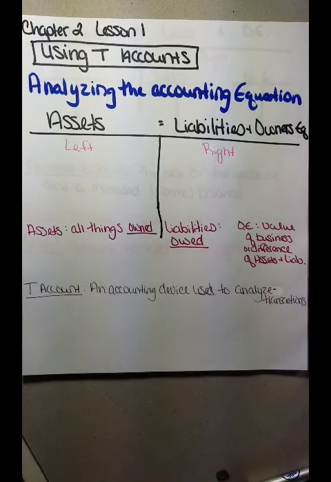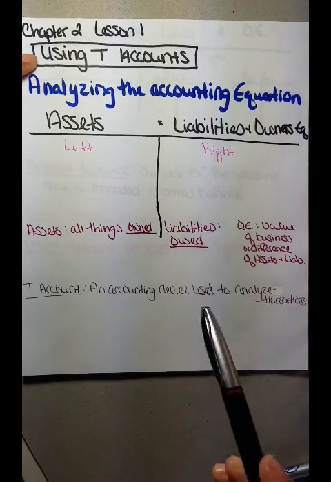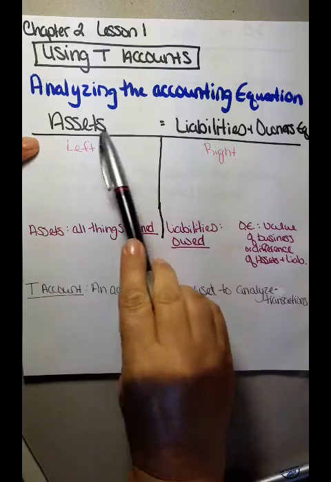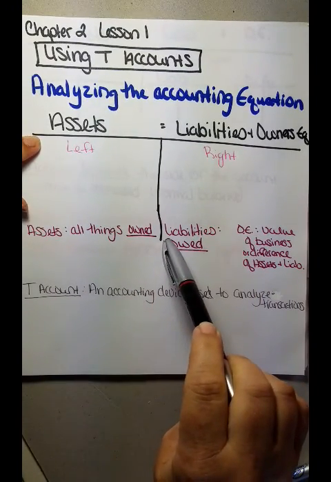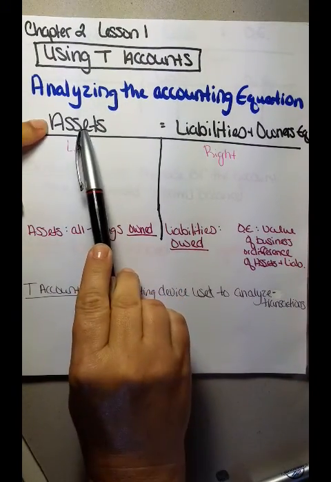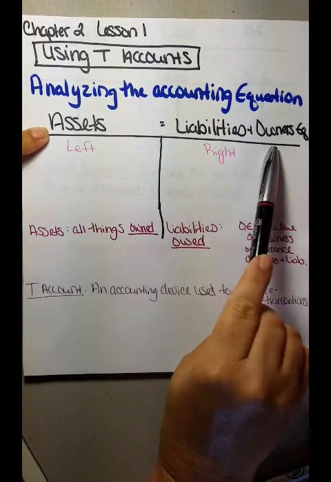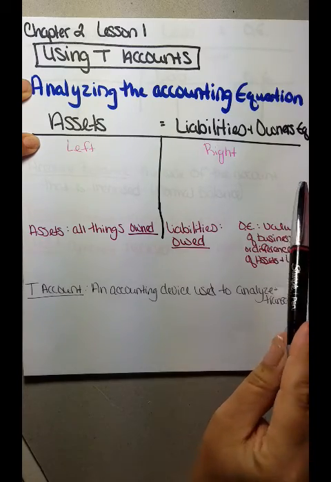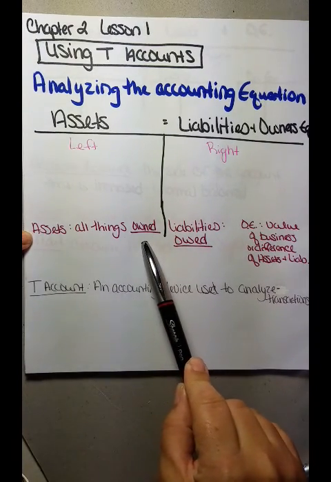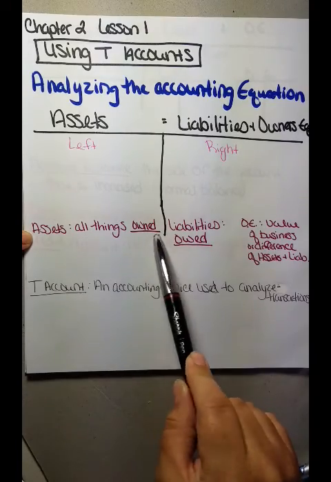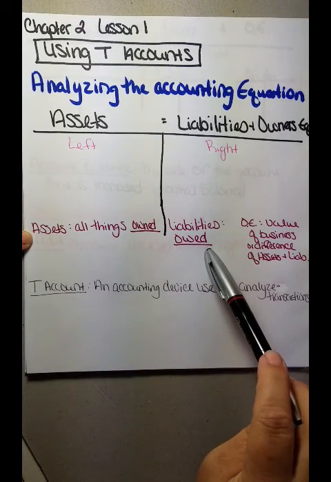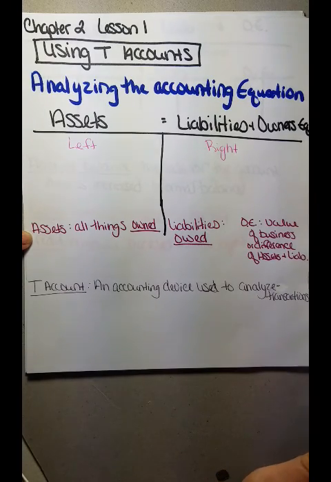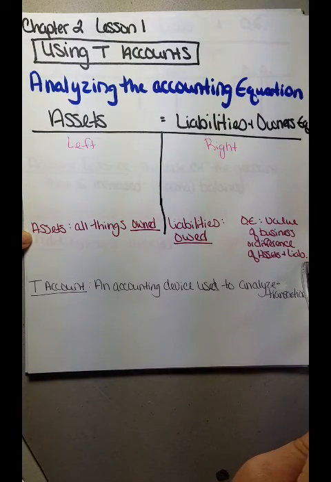So, beginning with Lesson 1. Lesson 1, we're going to be using T-accounts. And we learned in the last chapter, a T-account is called a T-account because it's shaped like a T. We have assets on the left, and they equal liabilities plus owner's equity. So to analyze the accounting transaction, we know that assets are everything we own, and liabilities are everything we owe. And the owner's equity is the value of the business, or the difference between the assets and liabilities.